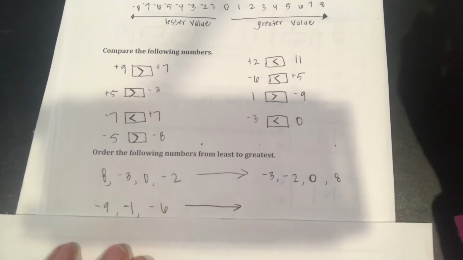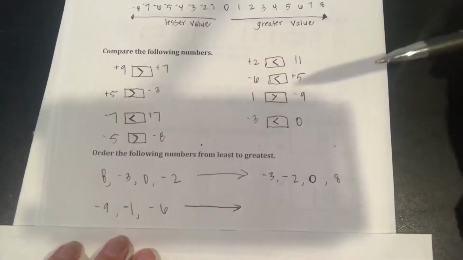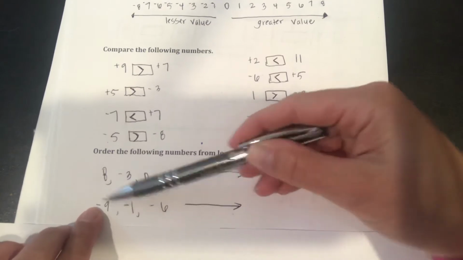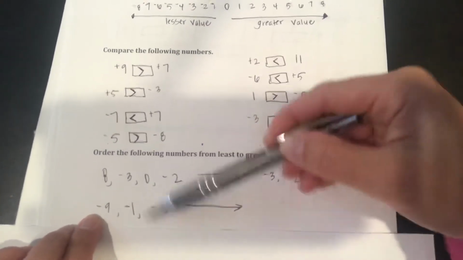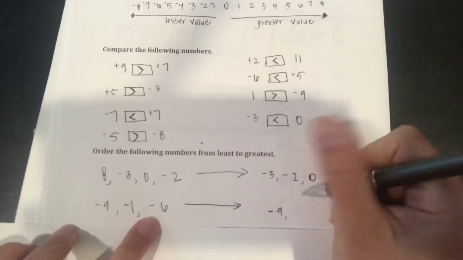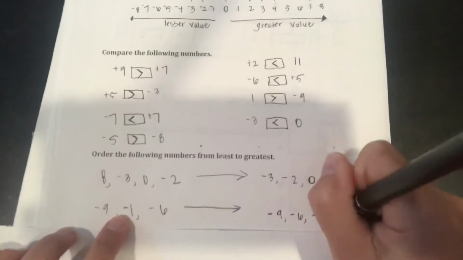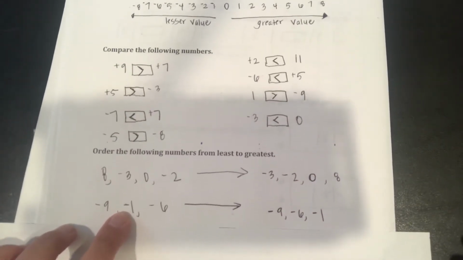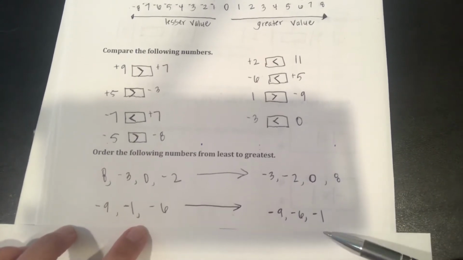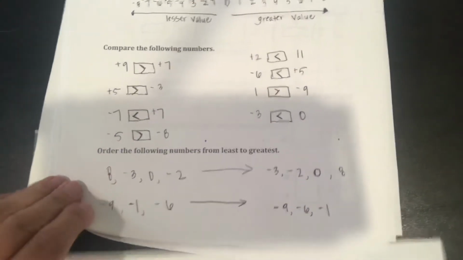Okay, let's look at the next one. We have negative 9, negative 1, and negative 6. Well, I'm going to find the biggest number, obviously, which is 9, and it's bigger to be in the hole 9 than 6. So I'm going to put negative 9. Then the next biggest number in the hole would be 6. And then my remaining number is going to be 1. Okay, that is from smallest to biggest. Okay, let's go ahead and turn to the back side.